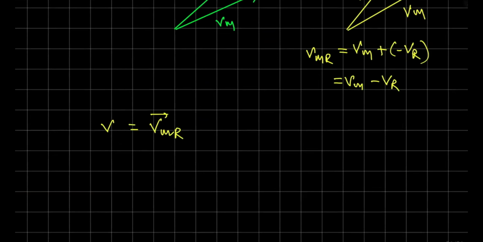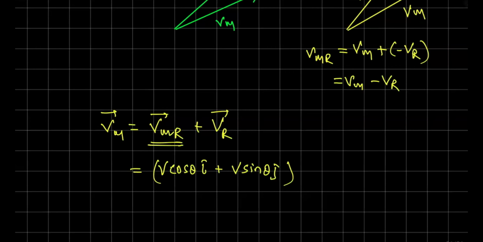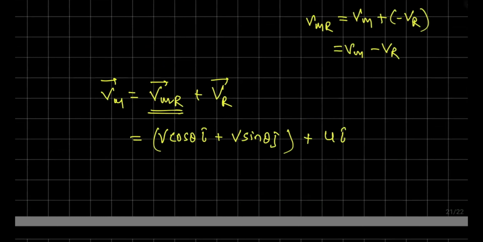When you have to find the velocity of man, you can say velocity of man with respect to river plus velocity of river. What is the velocity of man with respect to river? So v cos theta i cap and v sin theta j cap, plus velocity of river, that is u i cap. Right, everyone? So when I have to write the velocity of man, I can clearly see here it is going to be (v cos theta plus u) i cap plus v sin theta j cap.